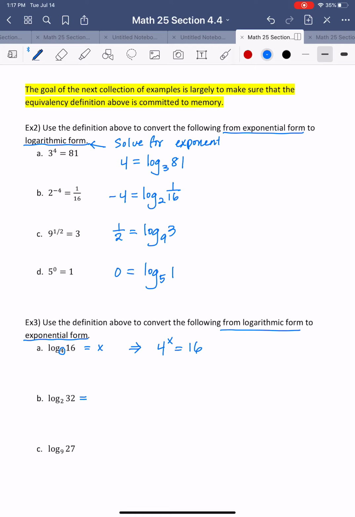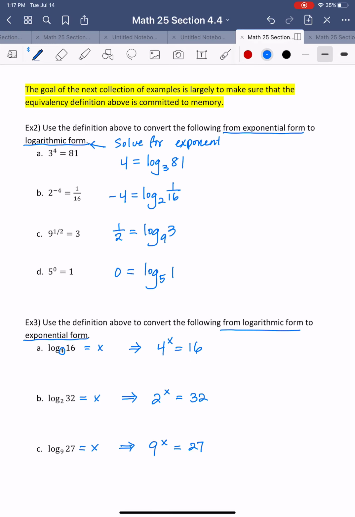Next one, same thing. I want to say this is an x. So the base is 2, 2 to the x power equal to 32. The next one, let's say equal to 6. The base is 9, 9 to the x equal to 27. And then we can solve for x, of course.